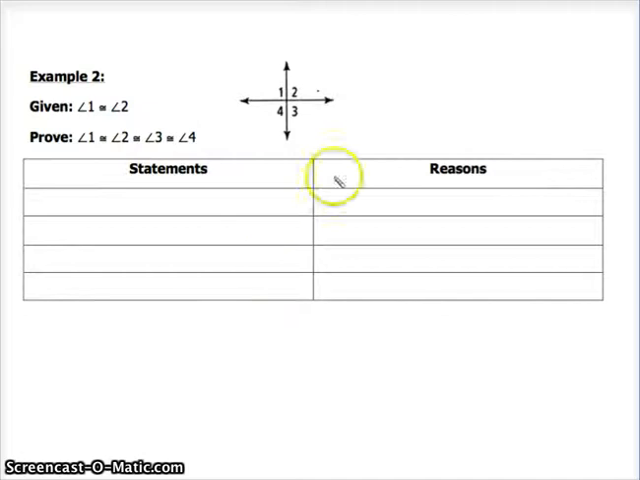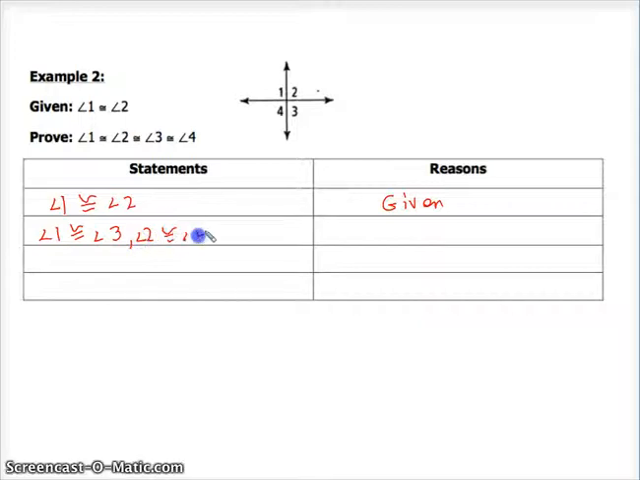Let's look at another example. Same general picture. This time I'm given that angle 1 is congruent to angle 2. And again, that's given. From there, I can again list some of the angles that are congruent by vertical angles. So 1 and 3 are vertical angles. 2 and 4 are also vertical angles. We'll go ahead and write that over here for our reasons.